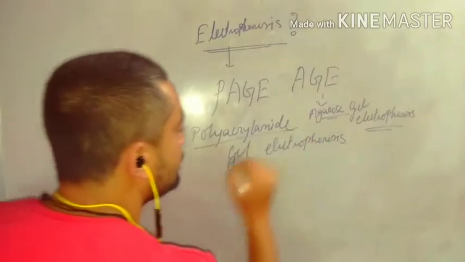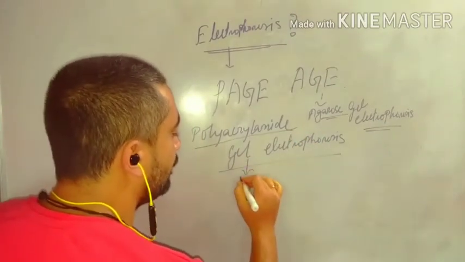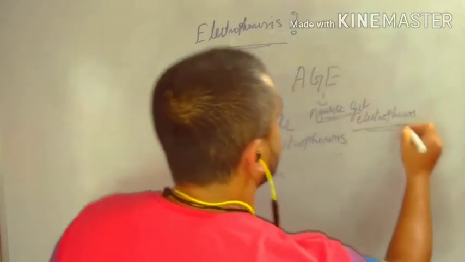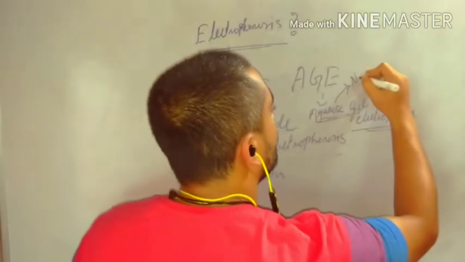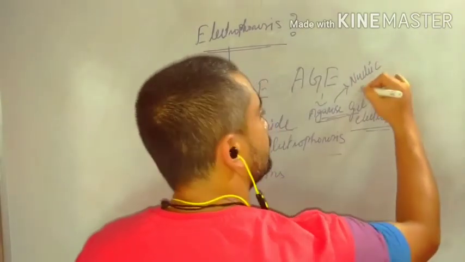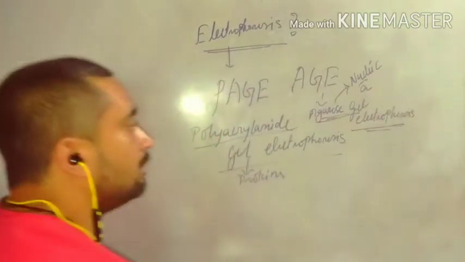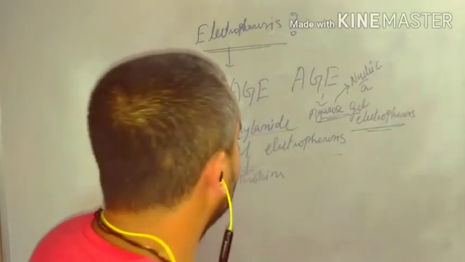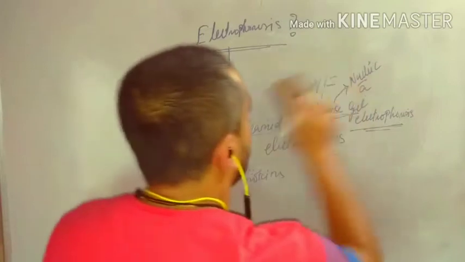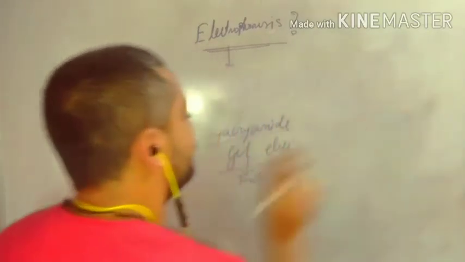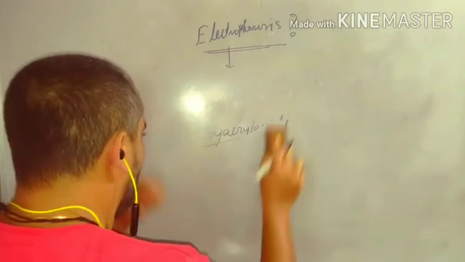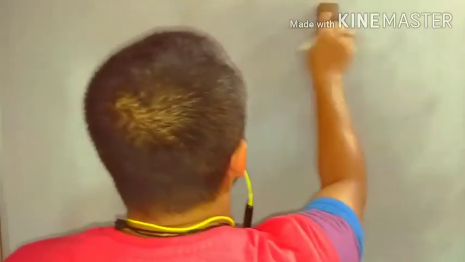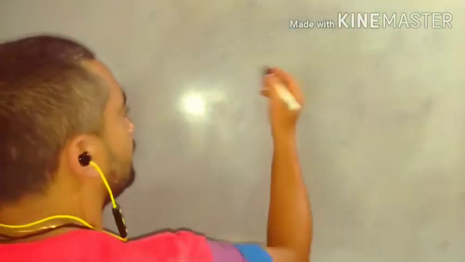Now, this PAGE is used for separating proteins. This AGE is used for separating nucleic acids. Now let us see how these two processes are done. To begin with, I will start with PAGE.